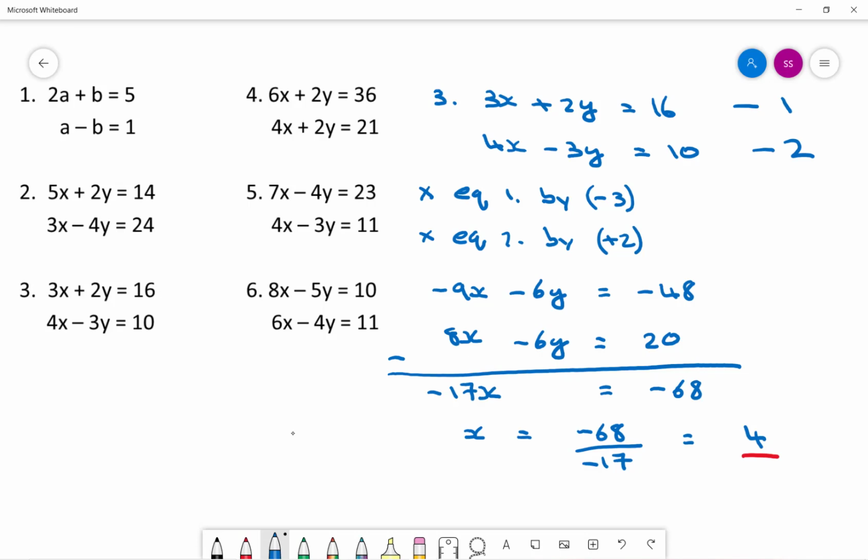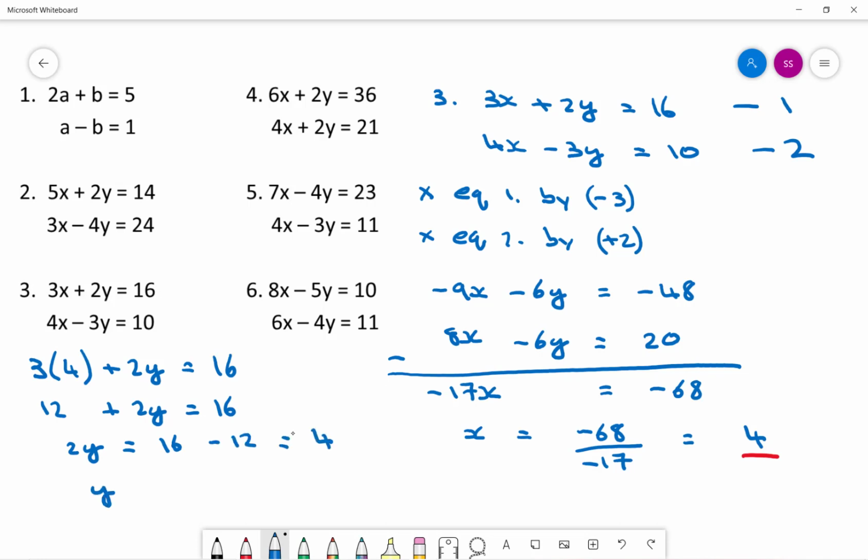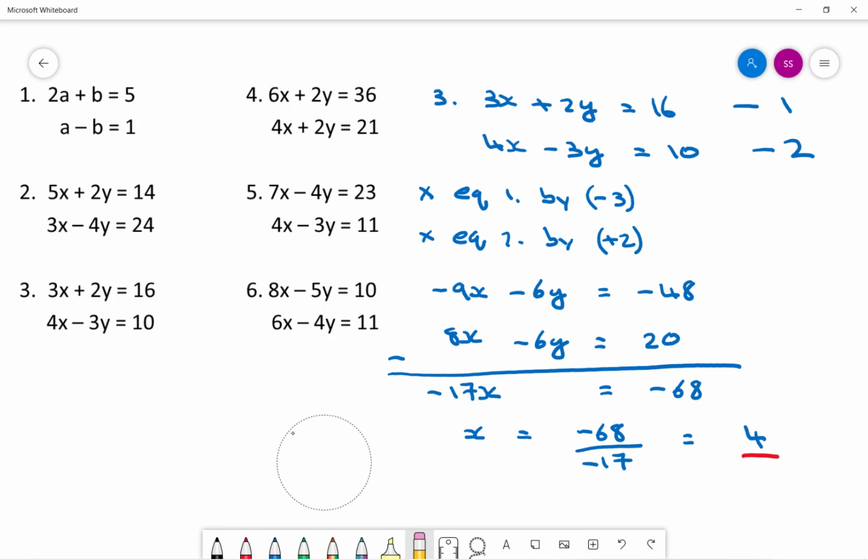If we now take that value of 4, let's substitute it into an equation. I'm going to pick on the first one, so 3 times 4 plus 2y equals 16. So 3 times 4 is 12. If we now take the 12 on the other side, we'll get 2y equals 16 minus 12, which is equal to 4. And now y is equal to 4 over 2, which is equal to 2. So my answers here for question 3 then are x equals 4 and y equals 2 to solve those equations. So there's number 3. Let's check out the next column and let's look at number 4.